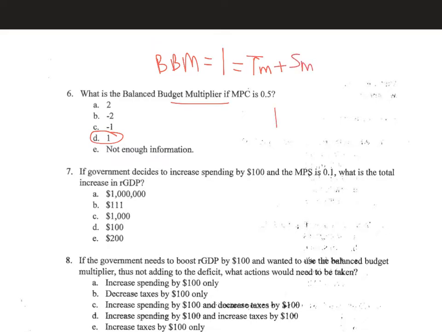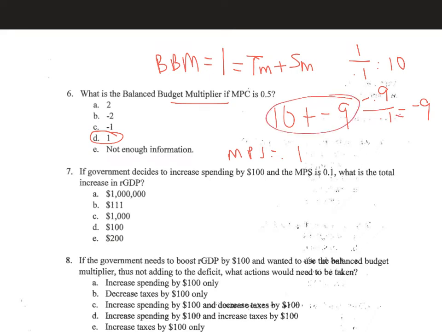So if the spending multiplier is 10, then that means the taxing multiplier has to be negative 9. So for example, with an MPS of 0.1, 1 over 0.1 would equal 10 for the spending multiplier, and negative 0.9 over 0.1 would be negative 9. And that 10 plus negative 9 gives us 1. So spending is more powerful than taxing, right? Because if we take the absolute value of both, that 10 is greater than 9 in terms of power.